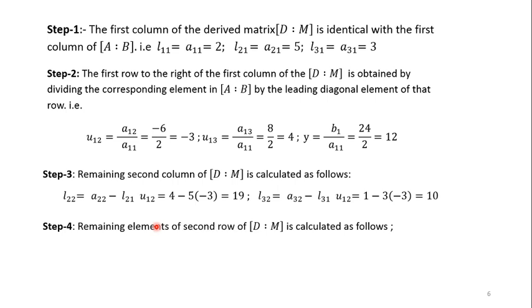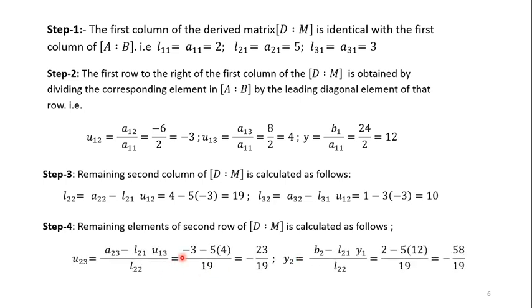We come to step number 4: the remaining elements of the second row of the derived matrix are calculated as follows. Using the formula already explained, U23 is A23 minus L21 of U13 upon L22, that is minus 3 minus 5 of 4, upon 19. The difference of this value divided by 19 is minus 23 upon 19, while Y2 is equal to B2 minus L21 of y1 upon L22, equal to 2 minus 5 of 12 upon 19, equal to minus 58 upon 19.